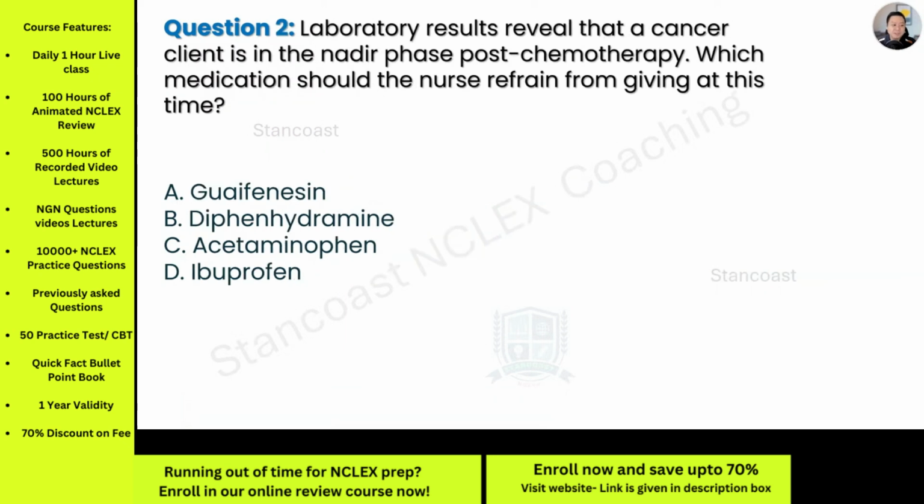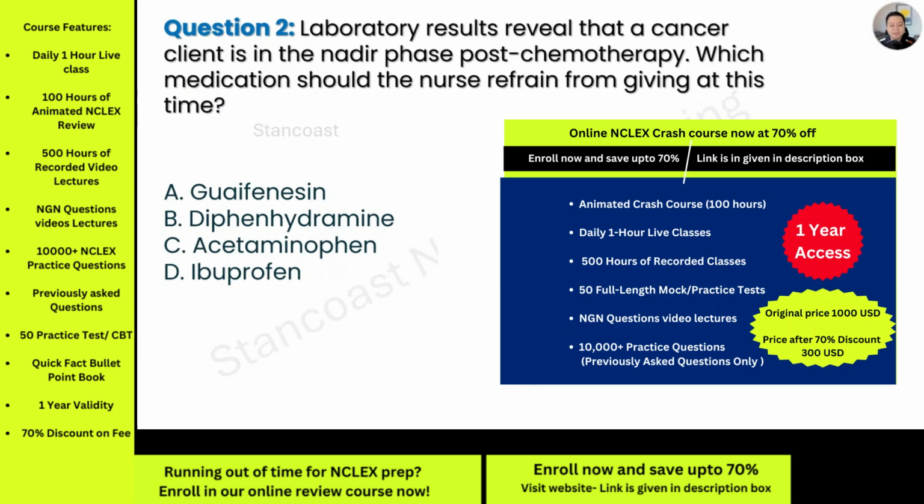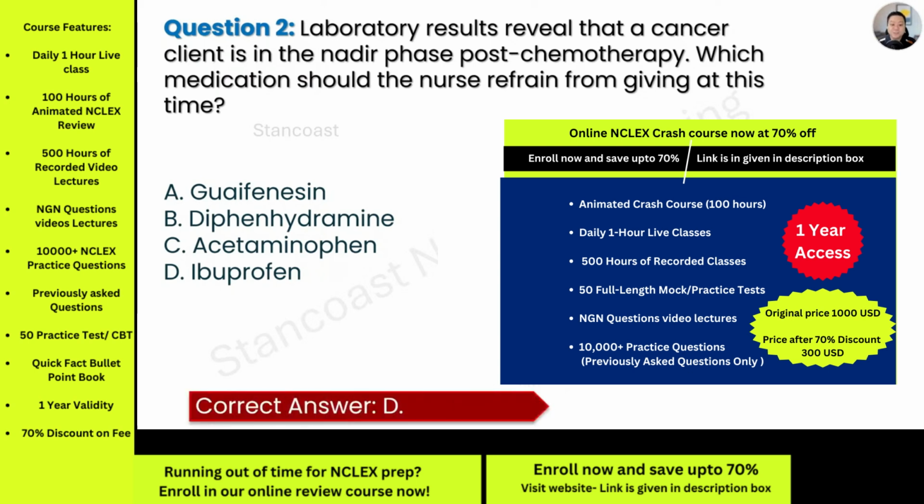Question number 2. Laboratory results reveal that a cancer client is in the nadir phase post-chemotherapy. Which medication should the nurse refrain from giving at this time? A. Guaifenesin, B. Diphenhydramine, C. Acetaminophen, and D. Ibuprofen. The answer is letter D.